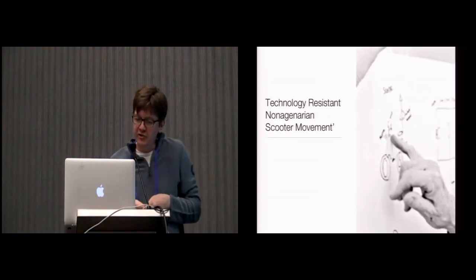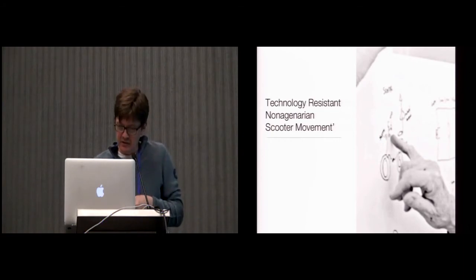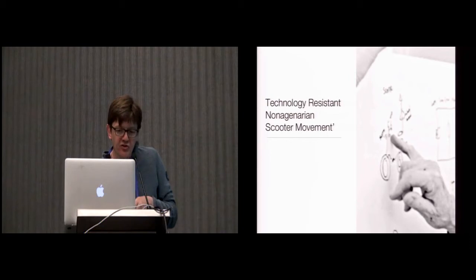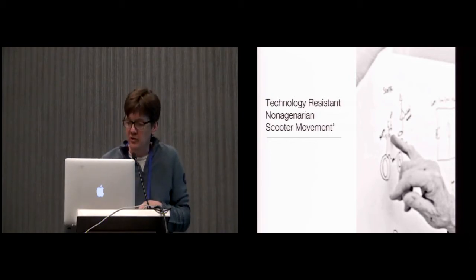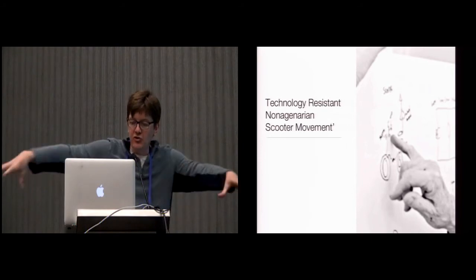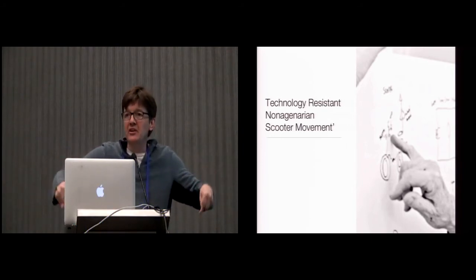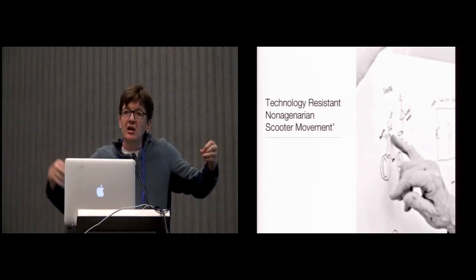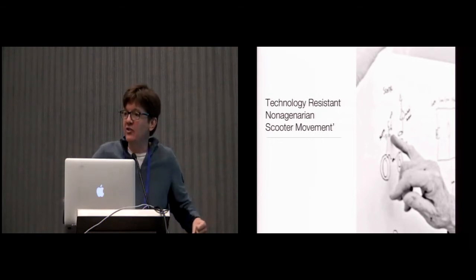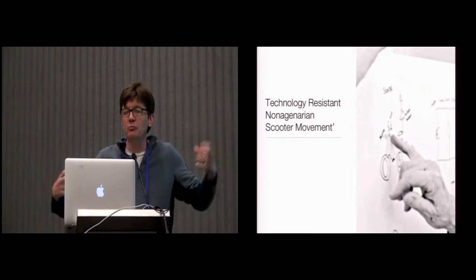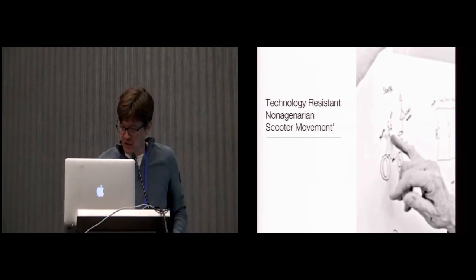And similarly, I love this title, it's like a title for a great novel: Technology-resistant nonagenarian scooter movement. The idea was that it would be an infrastructure to help people in their 90s on scooters continue to protest and be involved in activism, to protest that there weren't enough public loos and so on.